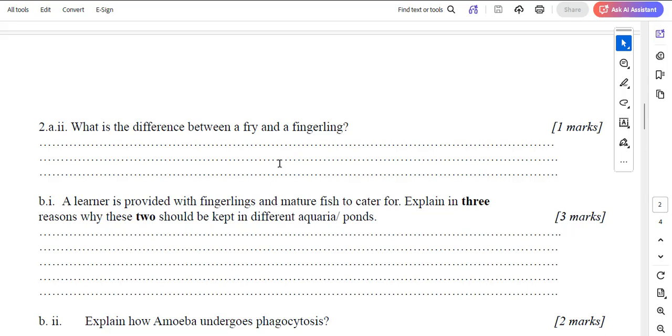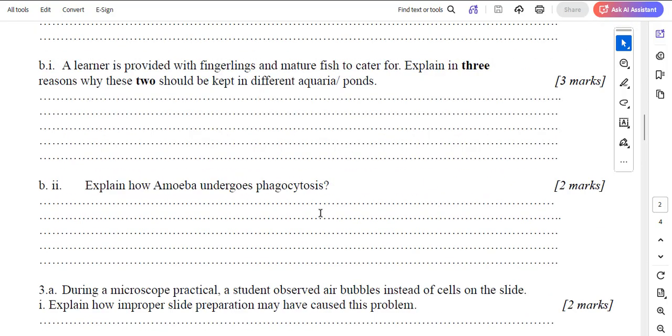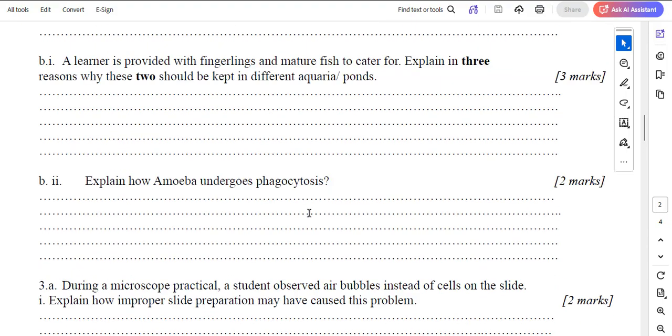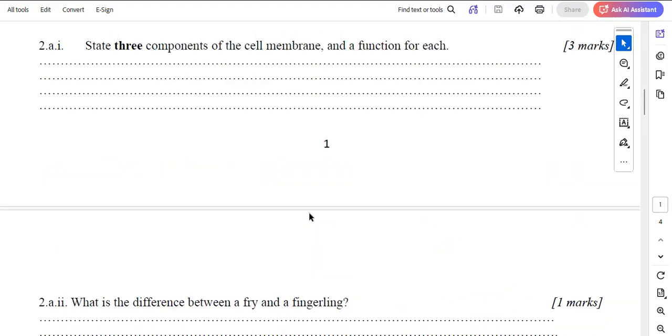2B, I: A learner is provided with fingerlings and mature fish to cater for. Explain three reasons why these two should be kept in different aquaria or ponds. So we have a fry or a fingerling and then a mature one. Why is it that during the grow out stage you should keep them in different aquaria? B, II: Explain how amoeba undergoes phagocytosis. That is for question 2.